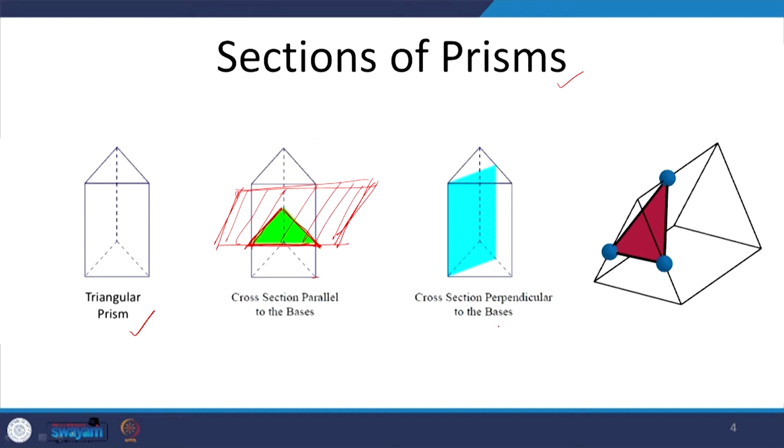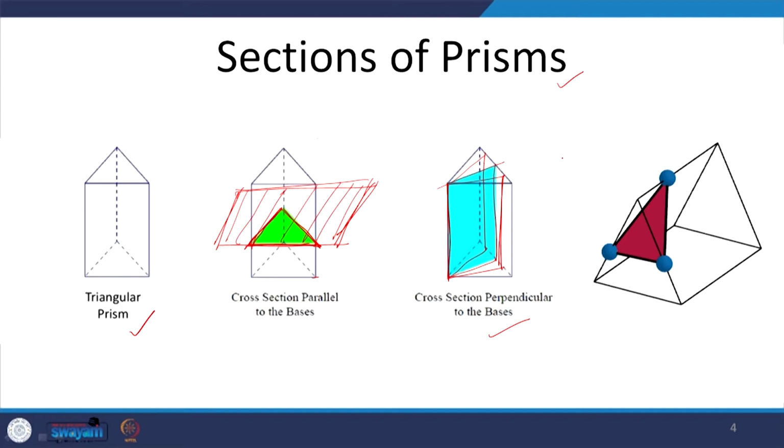If the plane is perpendicular to the base, then we will always get a rectangle wherever it cuts from. So, it could also be like this. In that case also we would have got a rectangle. It could be anything. If it is perpendicular to the base, we will be getting rectangular sections. That is for prisms. Now, it could be triangular prism, it could be hexagonal prism, pentagonal prism, whatever it is.